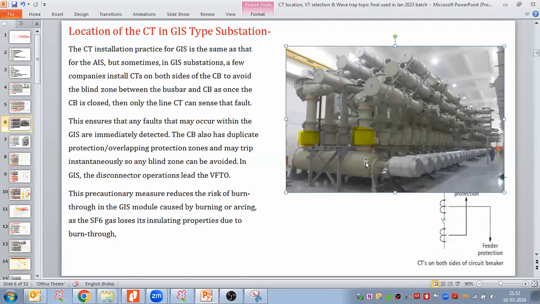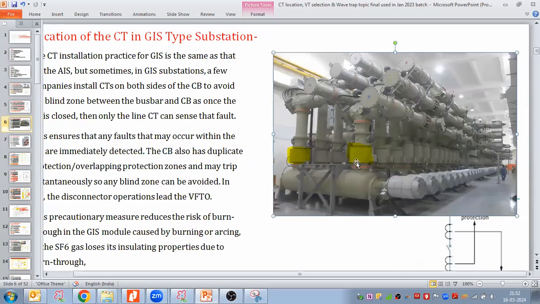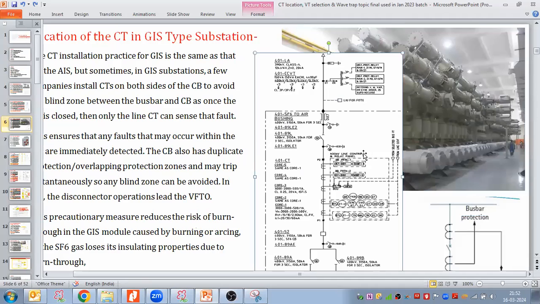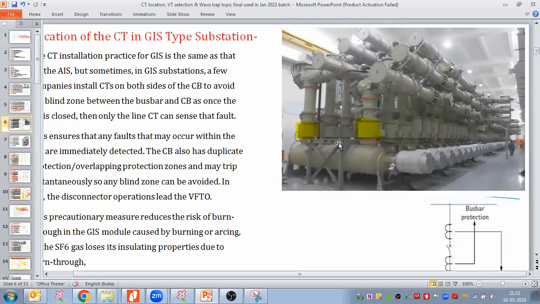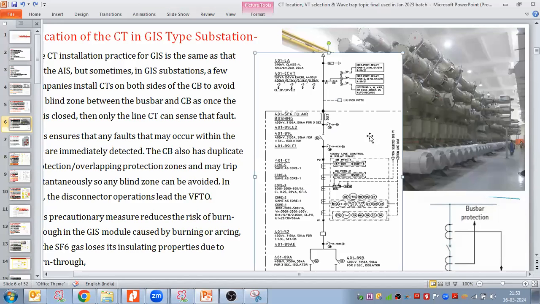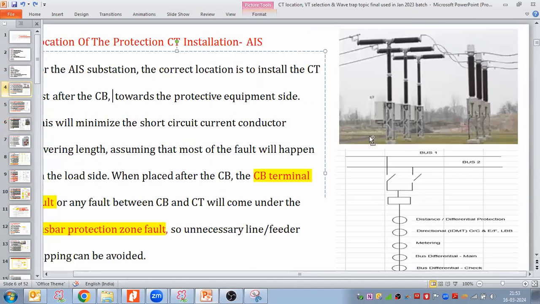And this is my CT. So in this particular case, the CT is located on both sides of the breaker. Am I clear?